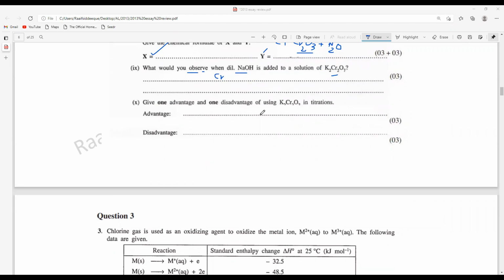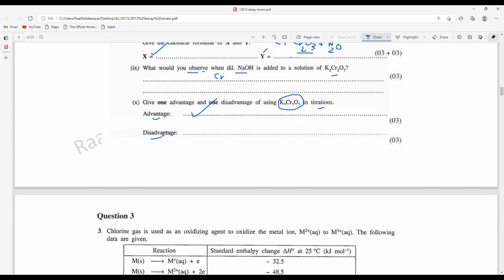So if you can remember, I have told you this in many cases. K2Cr2O7 is a primary standard. So you can use this as a primary standard in titrations. Okay, that is the advantage. Or even you can say one advantage is this, you can use as an oxidizing agent. Because here it is +6, it can be reduced to +3. The idea is if this can be reduced to +3, the other compound should be oxidized. So it is used as an oxidizing agent.